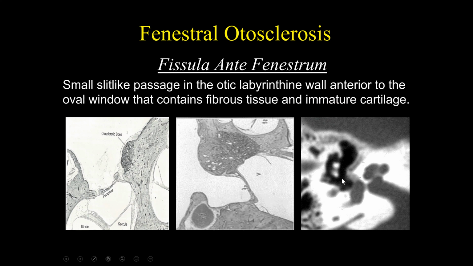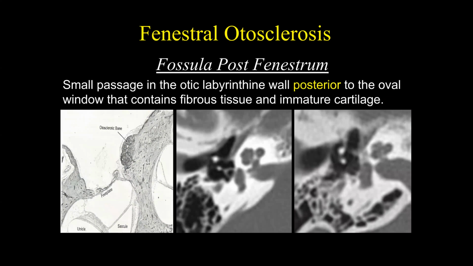In fact, in clinic, when the otologists go in there and they want to confirm the diagnosis of otosclerosis, they literally wiggle on the stapes, and the stapes is fixed. That's referred to as stapes fixation. And the reason it's fixed is that this little bone here literally glues the stapes to the oval window. So this is fenestral otosclerosis involving the fissula ante fenestram.